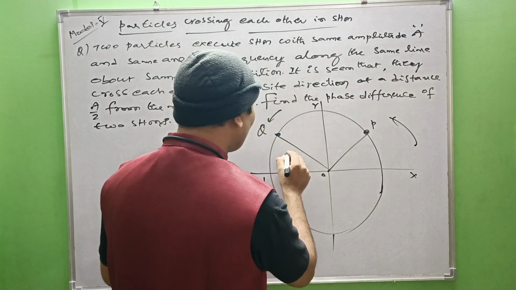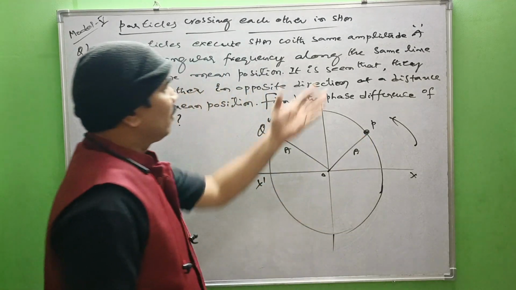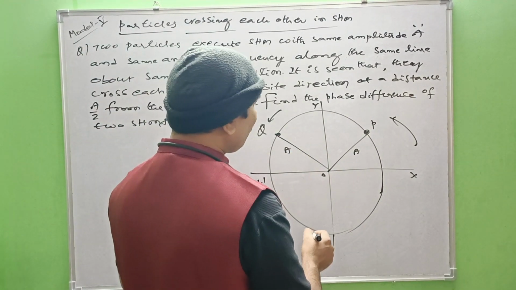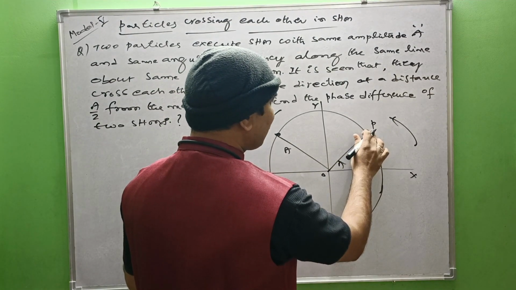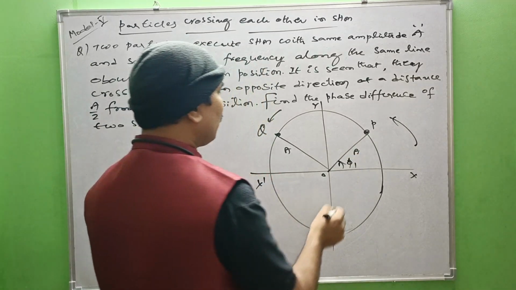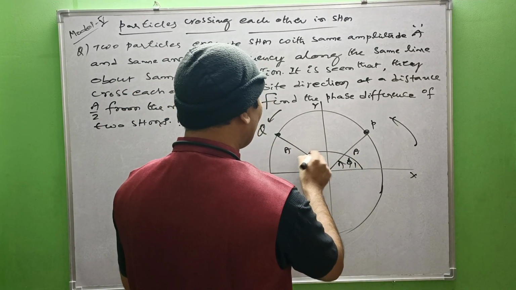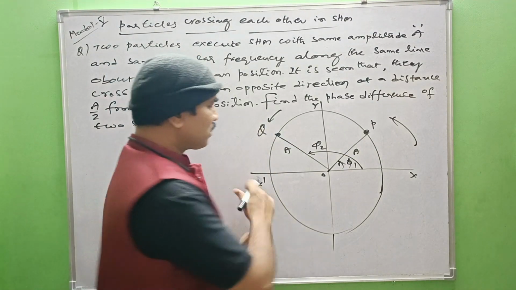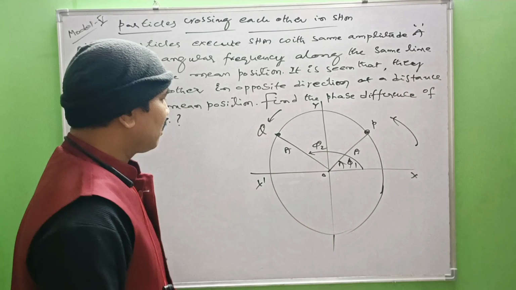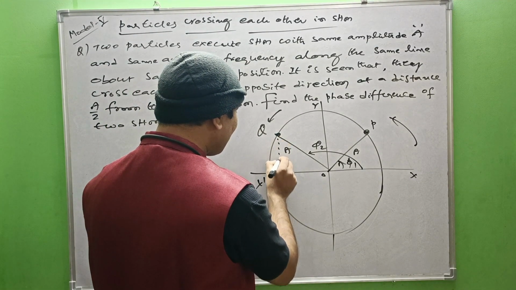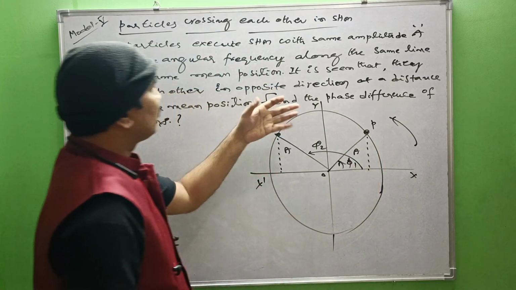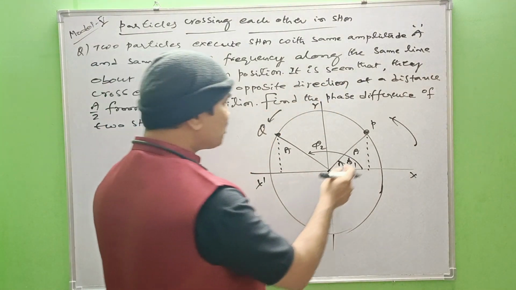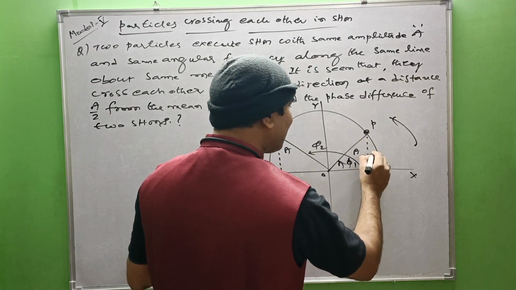Now what is this amplitude? This is also A. Why? Because both have the same amplitude, meaning the radius of the circle remains the same for both, right? Now what is the phase angle here for the first particle? For P, phi 1 is the phase angle. For Q, phi 2 is the phase angle, like this. So phi 1 is for P, phi 2 is for Q, with respect to the reference XOX dash axis, right? Now what is the projection onto the x-axis here for both? Projection in the sense that they cross each other in opposite direction at a distance a by 2 from the mean position. At a distance a by 2. So this y projection is nothing but a by 2.